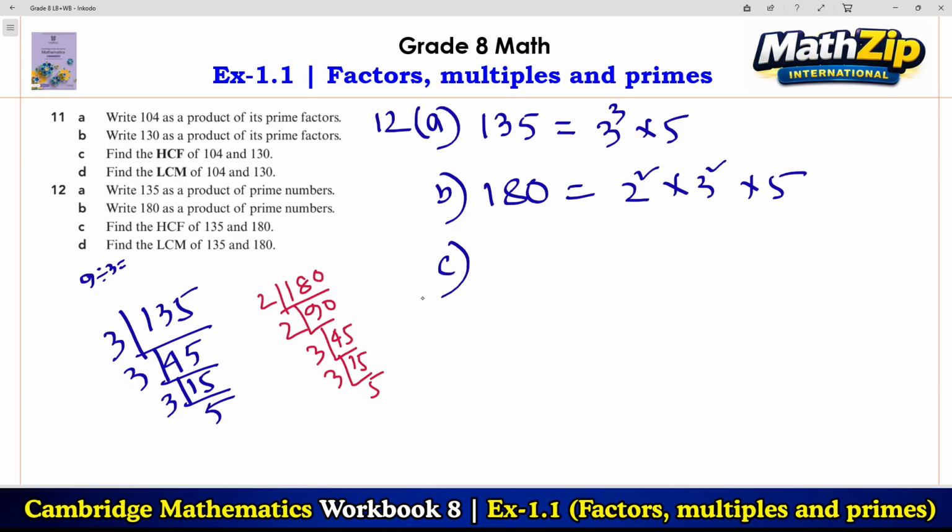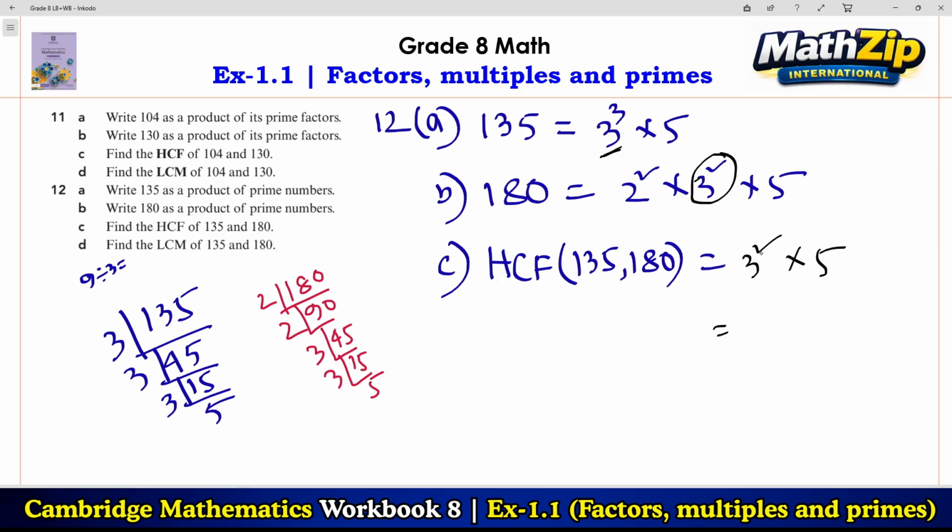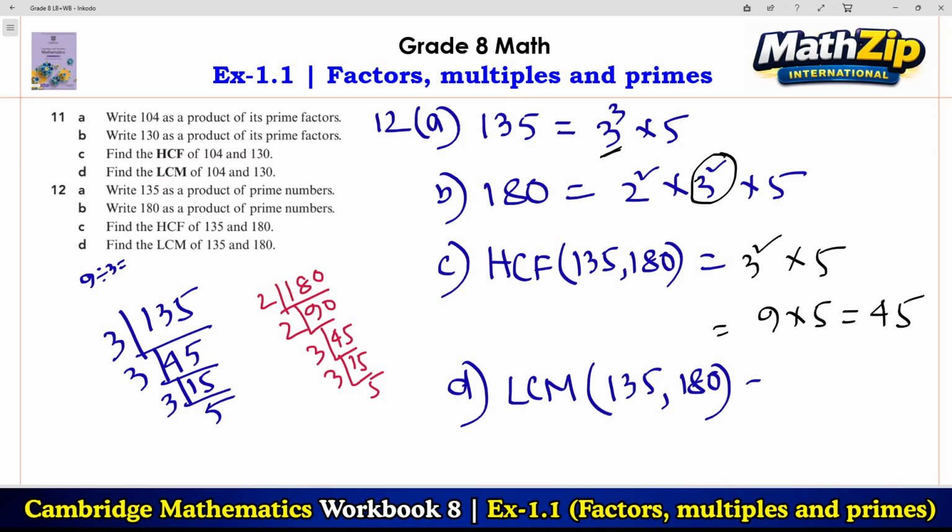Next, number C. HCF of 135 and 180. So which one is the highest common? Here is 3 square and here is 3 cube, so we can take 3 square. It's the highest common, and we can also take 5. So 3 square means 9, times 5, the result will be 45. Number D, LCM of 135, 180.